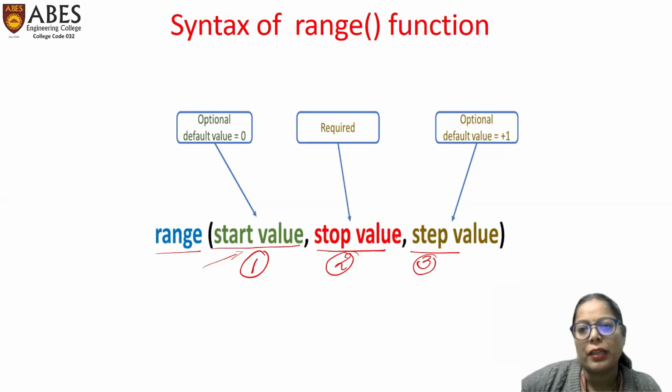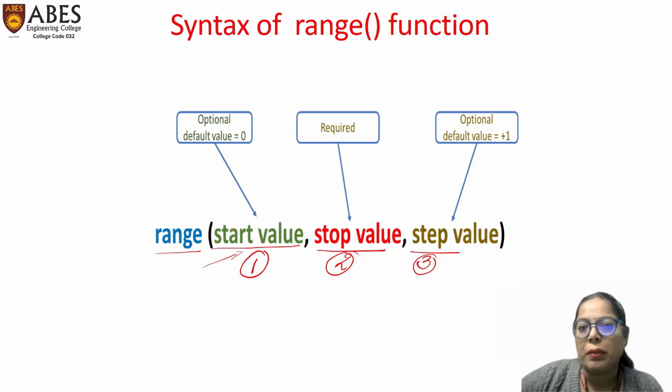It should not be that first you write the step value, then the start value. You have to mind the order in which you are writing when you are using the range built-in function. First we write the start value, from where you want your sequence to start; the stop value is where you want your sequence to stop; and the step value is how much step it should jump.